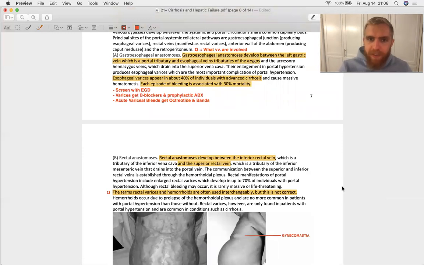So where do you get these varices? Well, number one, gastroesophageal anastomosis between the left gastric vein, which is the portal part, and the esophageal veins, which is the caval part. So the left gastric branches off the common hepatic, and the esophageal goes to the azygous. Probably a U-World question if I had to guess.